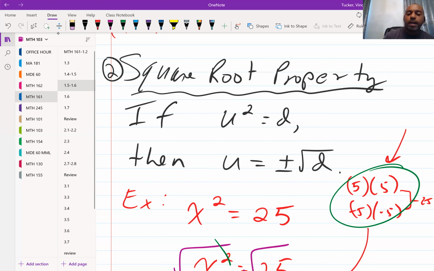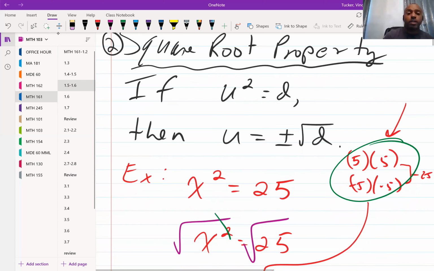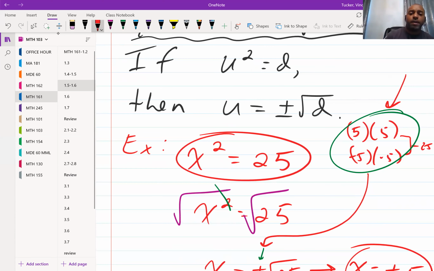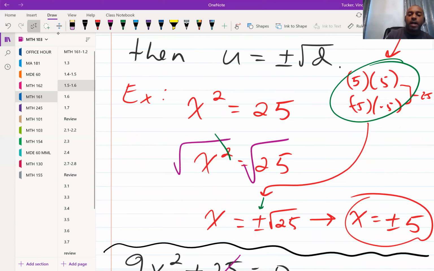All right, so why does that happen? Well, first of all, let's look at using that. So if I had x squared equal to 25, and I wanted to solve, once again, I want to solve for x, I would take the square root of both sides. Square and square root cancel on the left. And then on the right, I have to do plus or minus square root of 25.